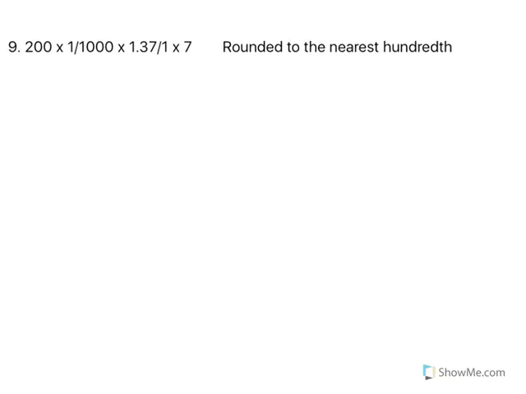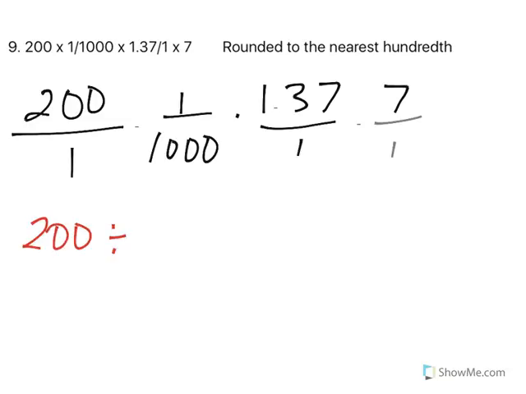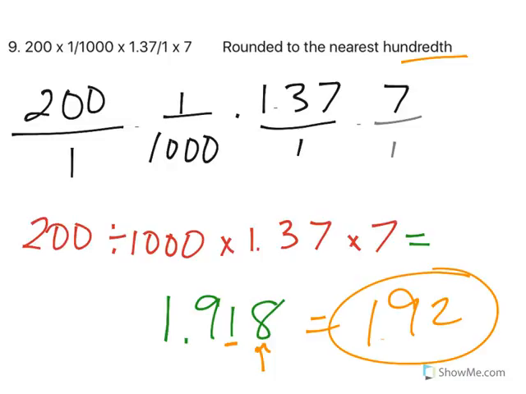We're going to get to this in section I think it's 12 with carbon dioxide emissions, but 200, then I have 1 over 1,000, I have 1.37 over 1, and I have 7. Now if it's just a whole number, remember we can make it a fraction by putting it over 1. So again, we start with 200, 1,000 is in the denominator, so that means we're going to divide by that. 1.37 is in the top, 7 is in the top. So multiply, divide left to right. Your calculator is going to spit out at you 1.918, round to the nearest hundredth. That's the second decimal place, 8 rounds up, so I have approximately 1.92.